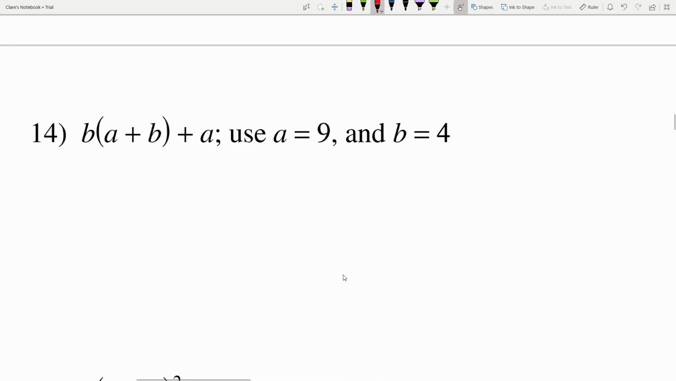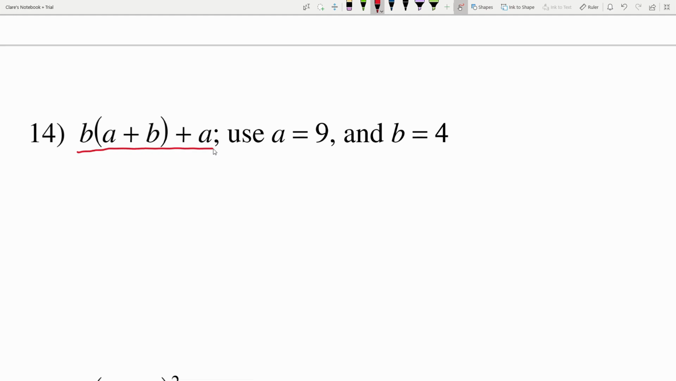14, my expression is b times a plus b plus a. So everywhere I see an a, I'm plugging in 9. And everywhere I see a b, I'm going to be plugging in 4.